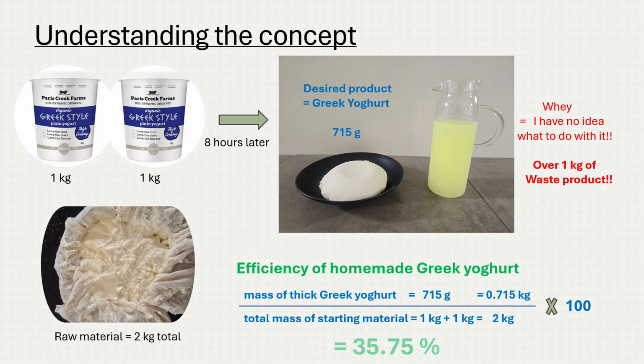And now I understand why Greek yogurt at the supermarket is more expensive than the normal one, because it takes time, it has lots of waste product, and the efficiency of making is just over 35%. So if you want to make it yourself, just understand that you will get less than half of what you put in.